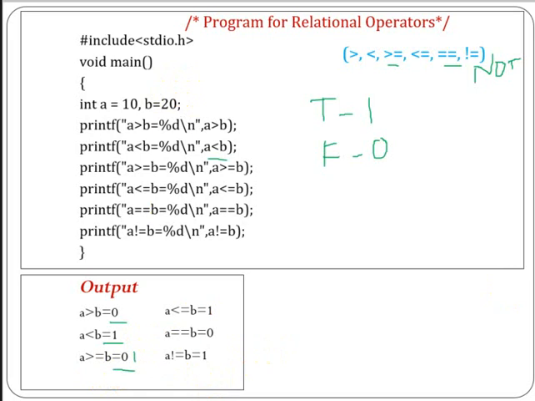Then let us say now A is less than or equal to B. So less than or equal to B, yes, of course it is less than, so it will try to return 1. And then when we go for A equal to B, it's not equal, so it will try to return 0. And then the other one is A not equal to B, obviously it is not equal, so we get a resultant as 1. Okay.